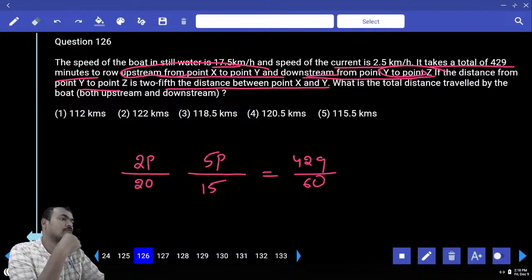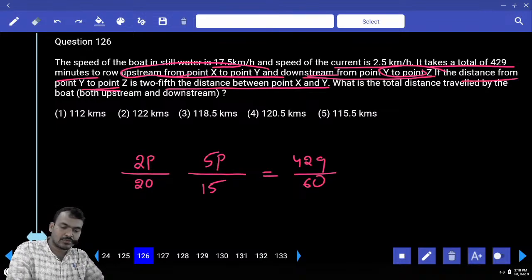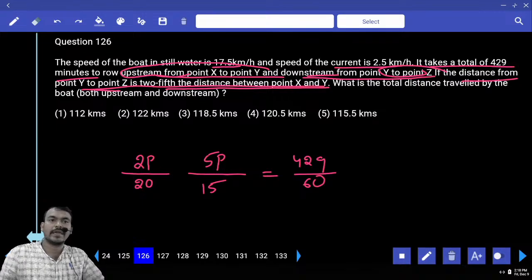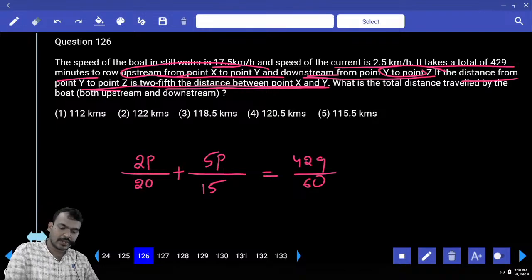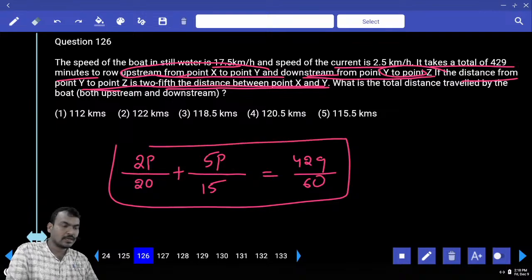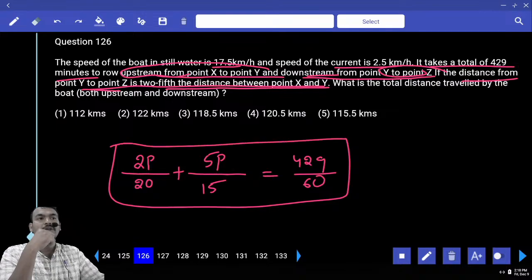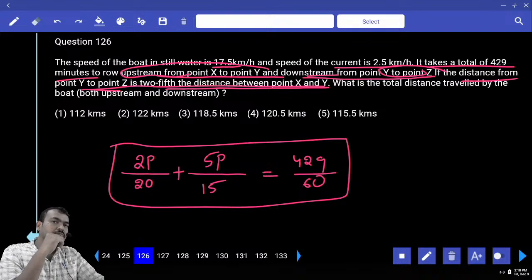X to Y upstream or downstream? Upstream. Y to Z downstream. If the distance from Y to Z is 2/5 of the which one? Distance from X to Y. Means downstream case 2 parts distance, upstream case 5 parts distance. Both are added, we get the total time or not? Yes or no? What is the right hand side numerator? 429. It is a multiple of 11. Yes or no? 9 plus 4 is 13, 13 minus 2 is 11 or not?